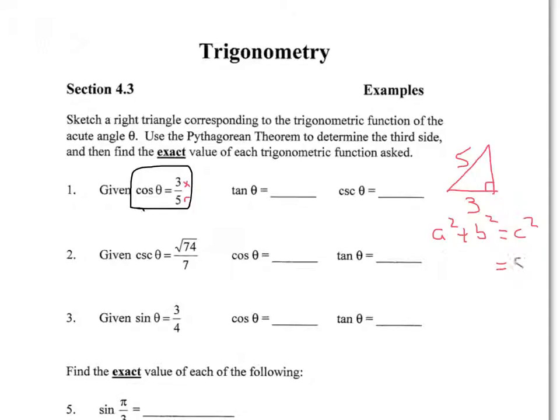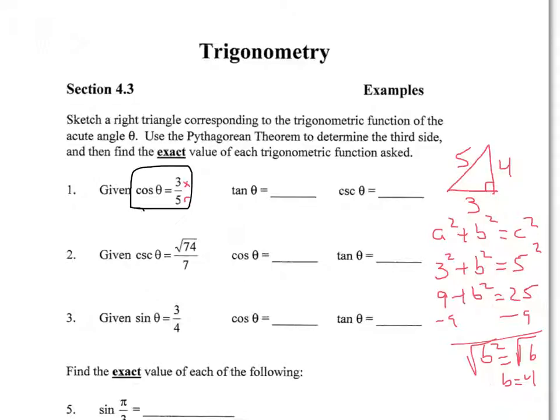So what I know right now for sure is that the 5 squared is c squared. A and b really can be interchanged, so I'm going to say a is 3 squared, and then b is something I don't know, so we'll just say b squared. So 3 squared is 9. Okay, 9. And 5 squared is 25, so we'll subtract. B squared is 16, and we'll square root to get side b to be 4.